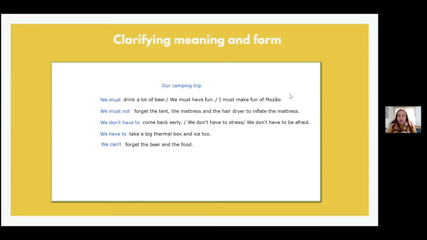And they ended up coming up with more sentences than I had expected, as you can see with these slashes, because they just kept going back and saying a different sentence. And I thought this was very nice because they got engaged and they also learned some new vocabulary like mattress and thermal box, hair dryer, some things that they didn't know. So they asked me and I could help them with that.